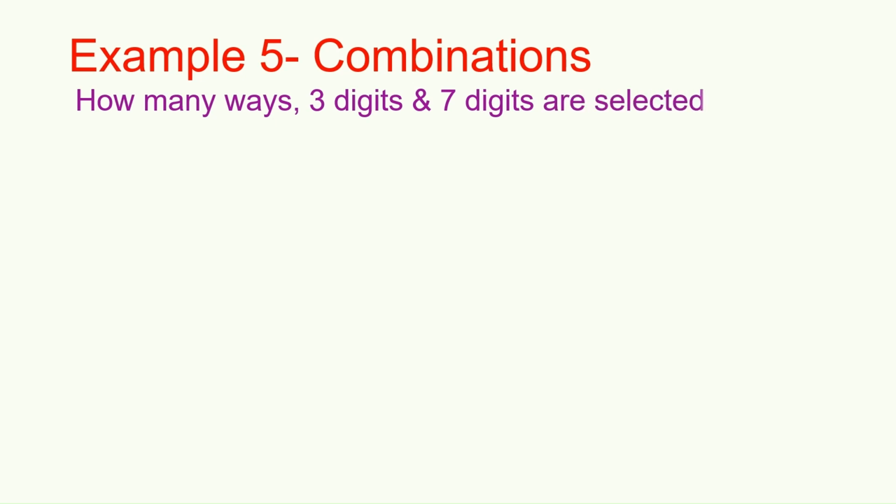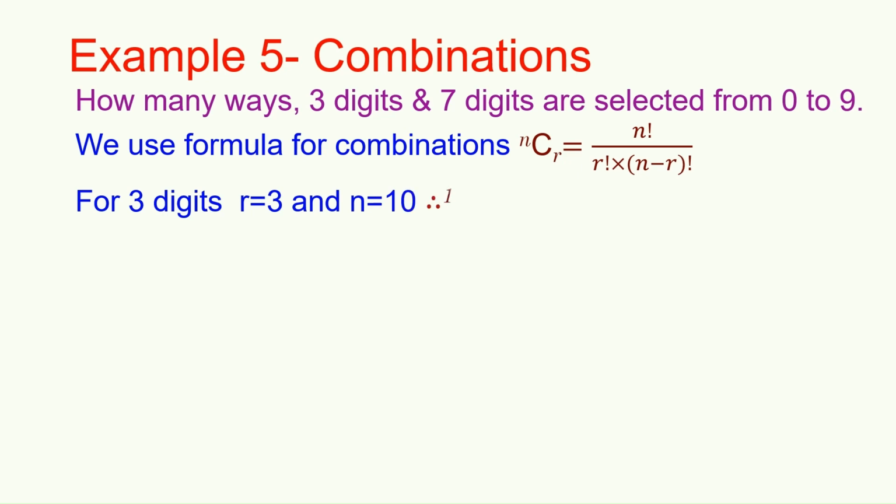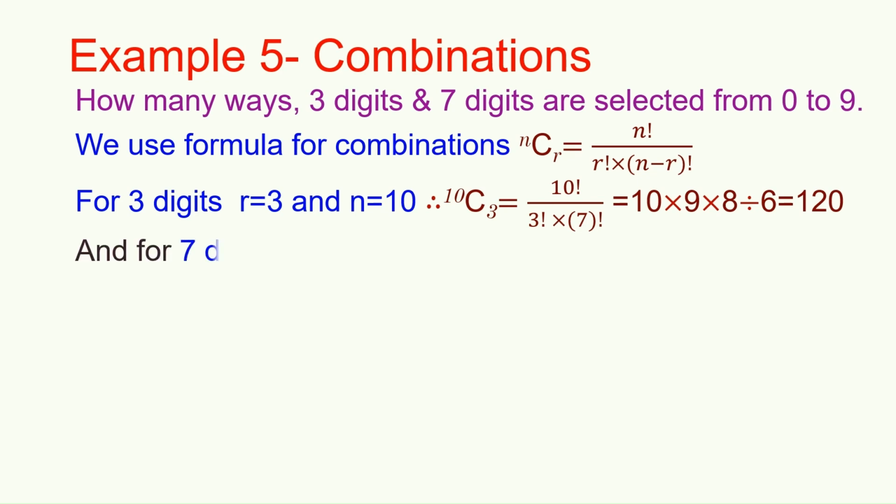Example number 5. How many ways can 3 digits and 7 digits be selected from 10 digits, 0 to 9? We use the formula for combinations: nCr equals factorial n divided by factorial r times factorial n minus r. For 3 digits, n equals 10 and r equals 3. Therefore 10C3 equals factorial 10 divided by factorial 3 times factorial 7, which is equal to 120.